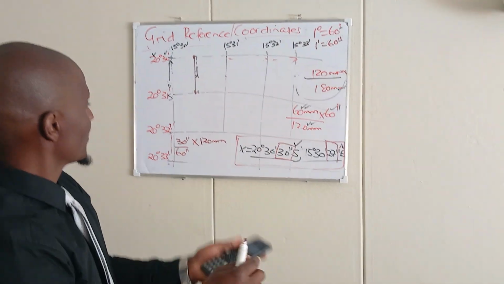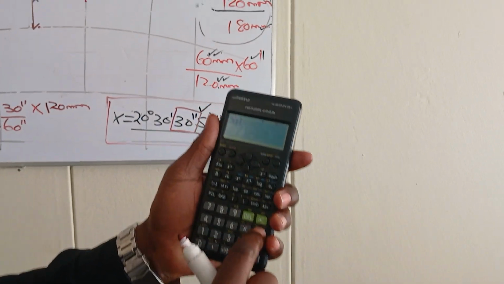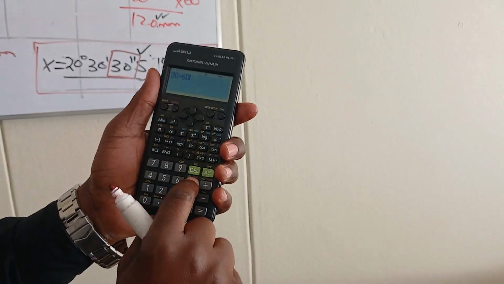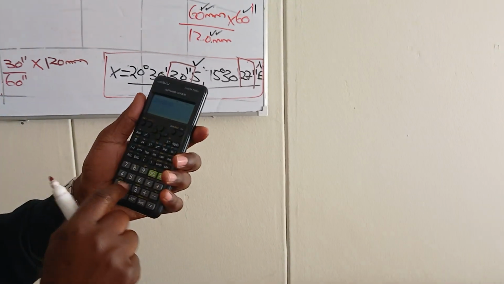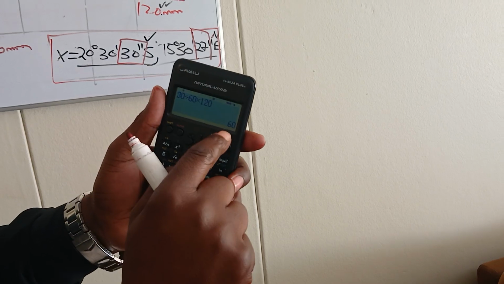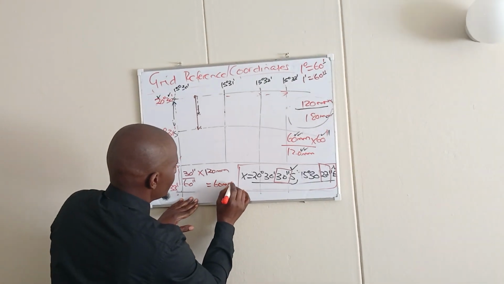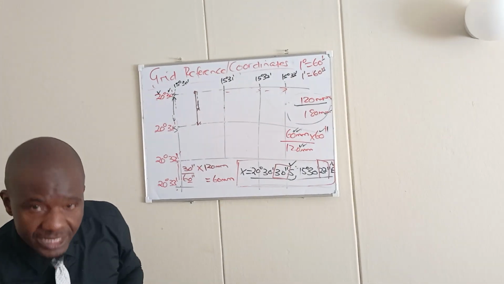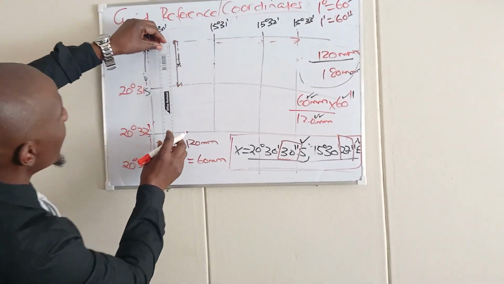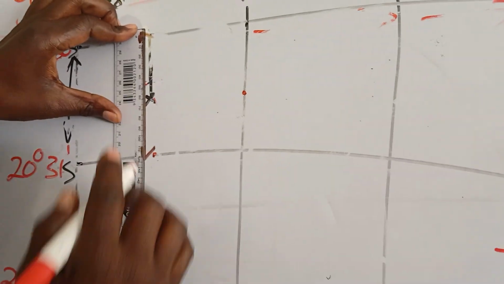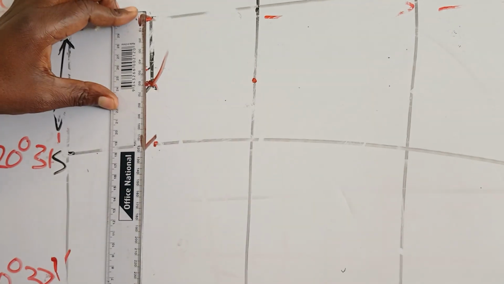So my seconds in terms of my latitude is 30 over 60 seconds multiplied by the length of this latitude going downwards. That is 120 millimeters. What am I going to get? I get 60, which means I'm going to get 60 millimeters. So for me to know in terms of my latitude what feature is there, I'll go to my map. Then I'll measure from here up to there. Where do I have my 60 millimeters? In terms of latitude, here I've got X.